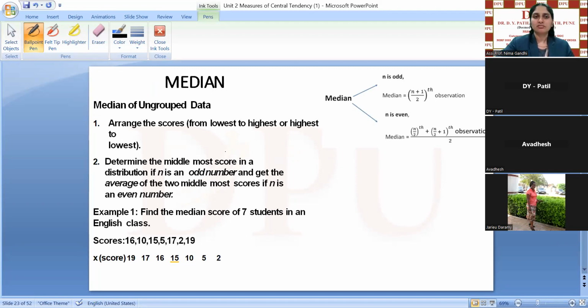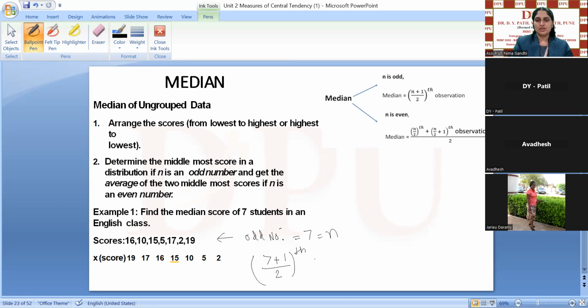Here, how many observations do you have? 1, 2, 3, 4, 5, 6, and 7. 7 means odd number, right? So what is the formula for odd number? In case of odd number, the median is the (n plus 1) by 2th observation, where n is the number of observations. Here the data has an odd number of observations, that is 7, so your n is 7. By using the formula, you can do the calculation: 7 plus 1 divided by 2.